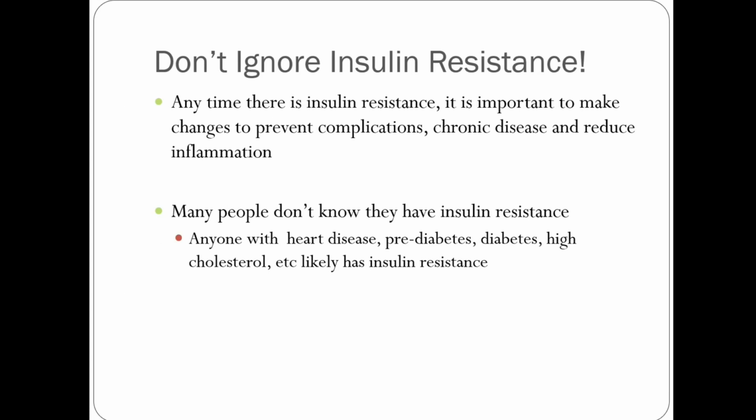So we don't want to ignore insulin resistance. Anytime there is insulin resistance, it is important to make changes to prevent complications. One of the main ways to reduce or prevent insulin resistance is to focus on inflammation and sources of inflammation, or how we could prevent inflammation in the future. This is kind of a silent thing that occurs, and we don't always have symptoms. So it is important to keep an eye on risk factors, or if you have some of these conditions, to think about inflammation and insulin resistance, because we can't always feel it.